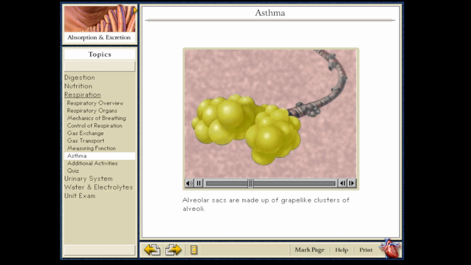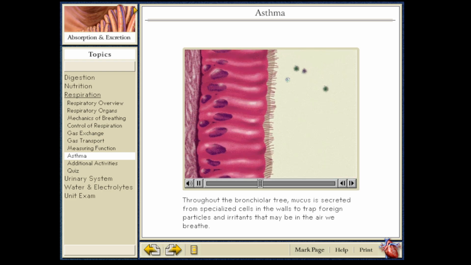Alveolar sacs are made up of grape-like clusters of alveoli. Within these alveoli, gas is exchanged and vital oxygen enters the bloodstream. Throughout the bronchiolar tree, mucus is secreted from specialized cells in the walls to trap foreign particles and irritants that may be in the air we breathe.